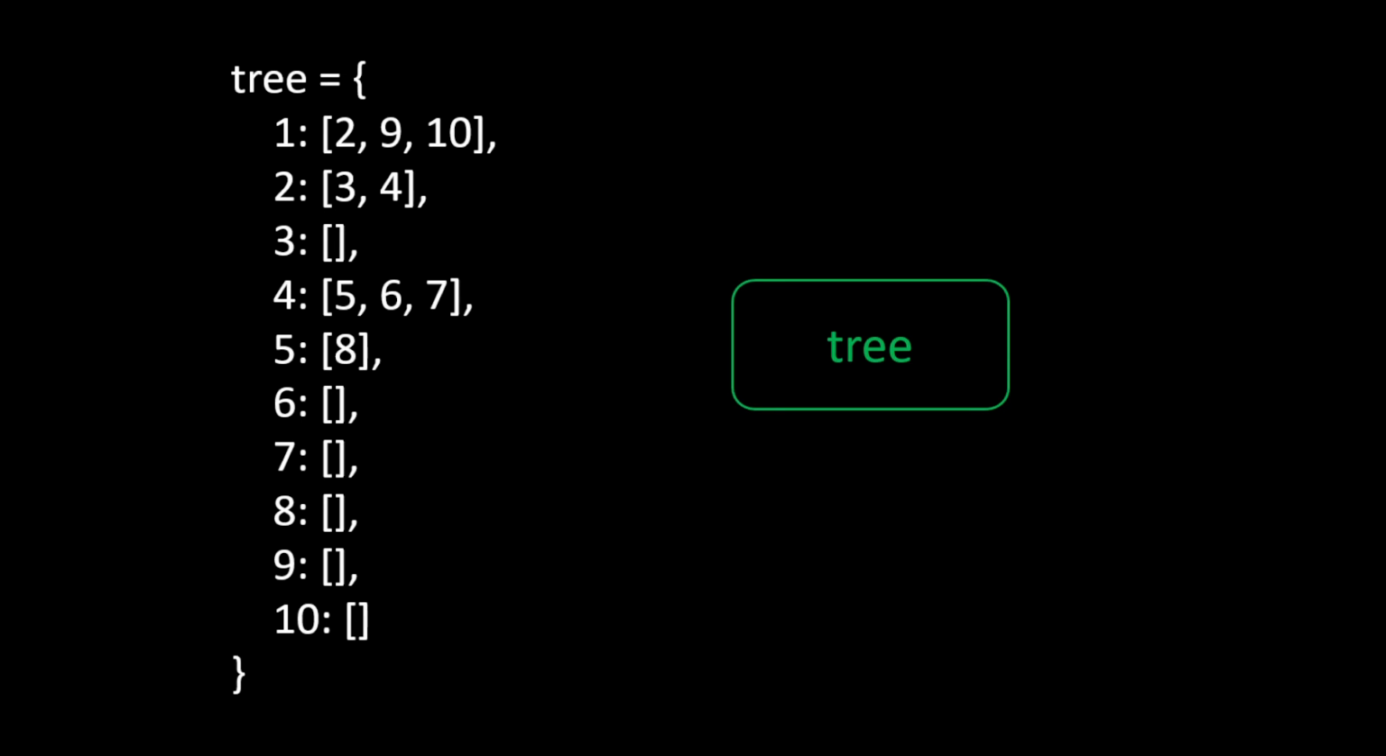Now let's have a look at the code. Here is the tree that we used in the breadth first search. You can see we have the keys and the values. The values are a list of child nodes in the tree and it's part of a dictionary. So that's how we define the tree.